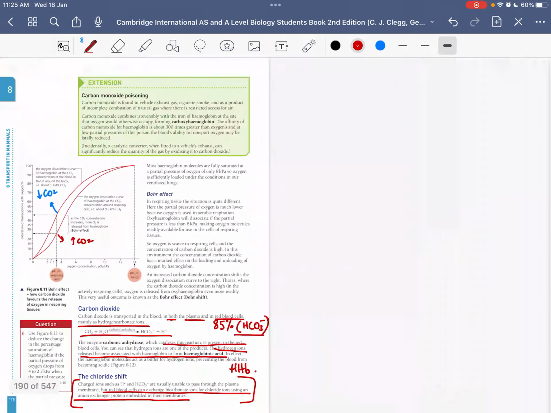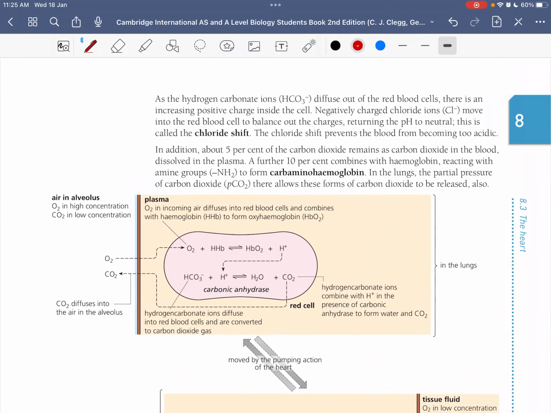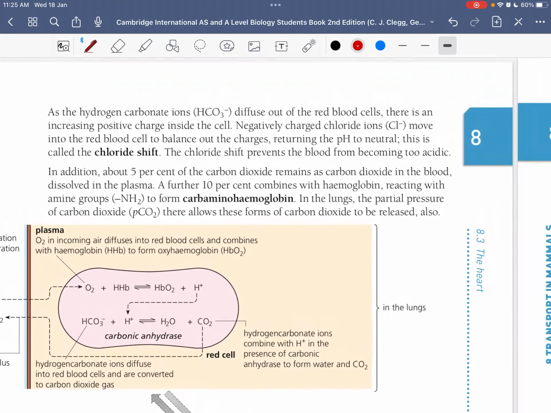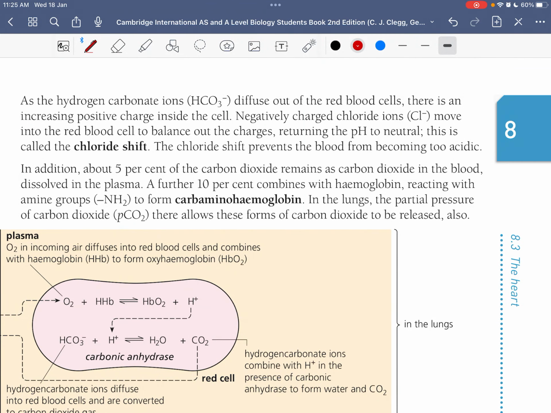Still the discussion is not finished. Let's look at this diagram and the description. Okay, I'm just reading from the text, so pay attention to this. As the hydrogen carbonate ions diffuse out of the red blood cells, technically they couldn't, but they are diffusing out of the red blood cells through the anion exchanger protein channel that is exchanging bicarbonate ions for chloride. So bicarbonate ions moving out and chloride ions moving in.